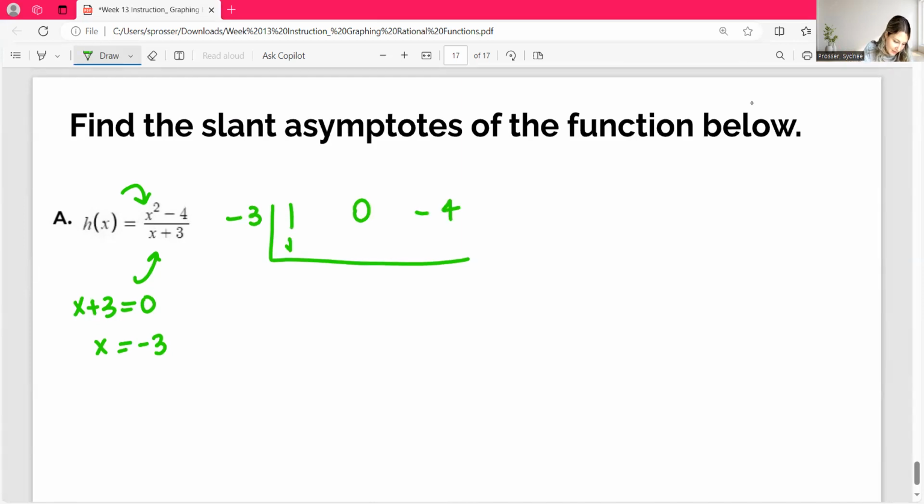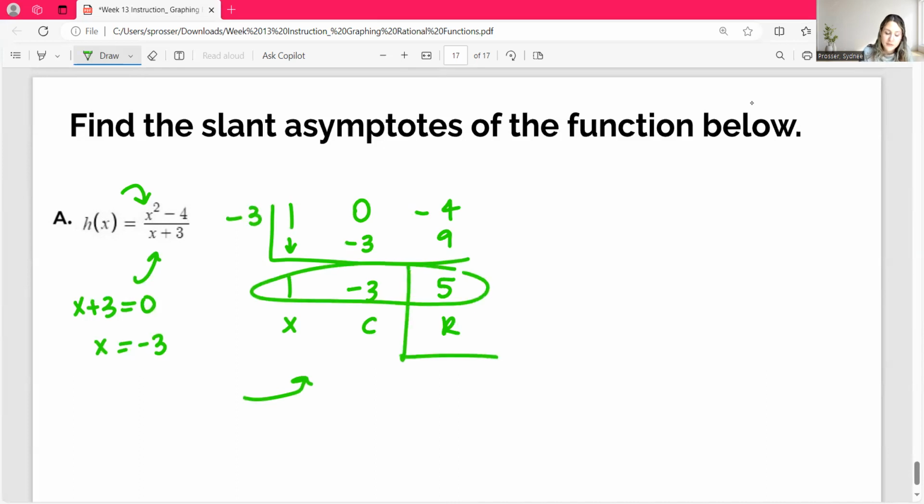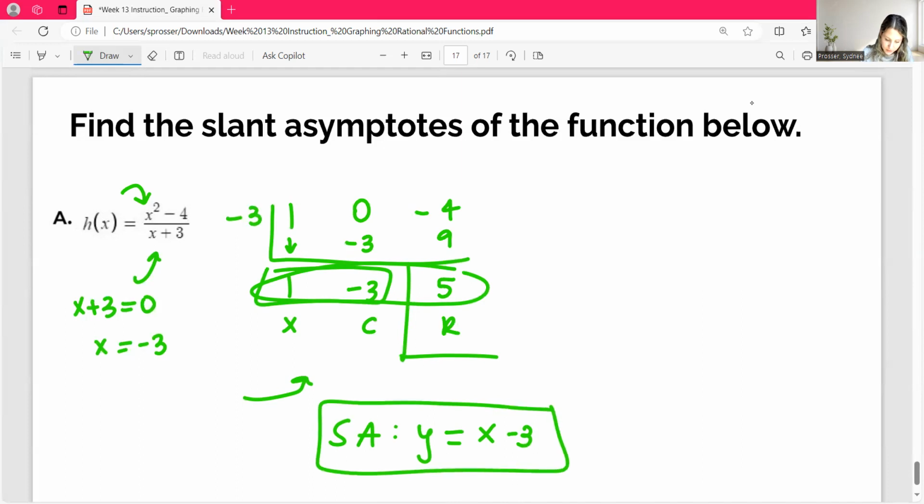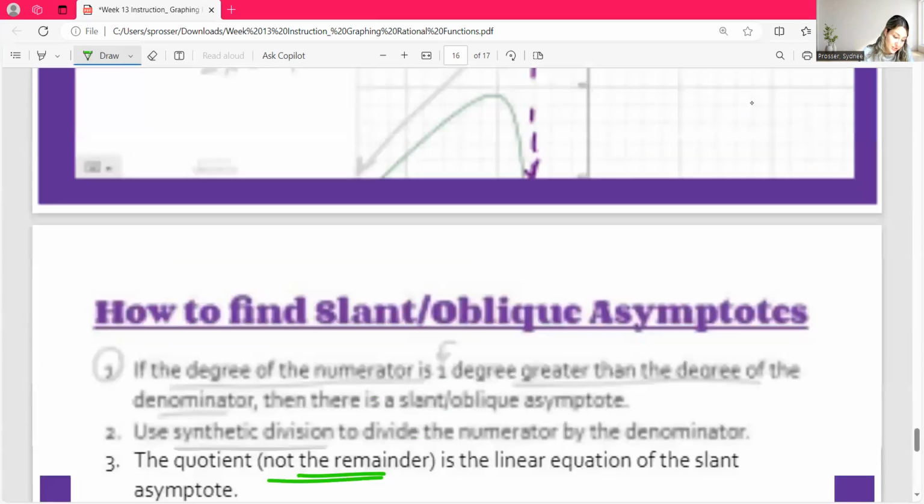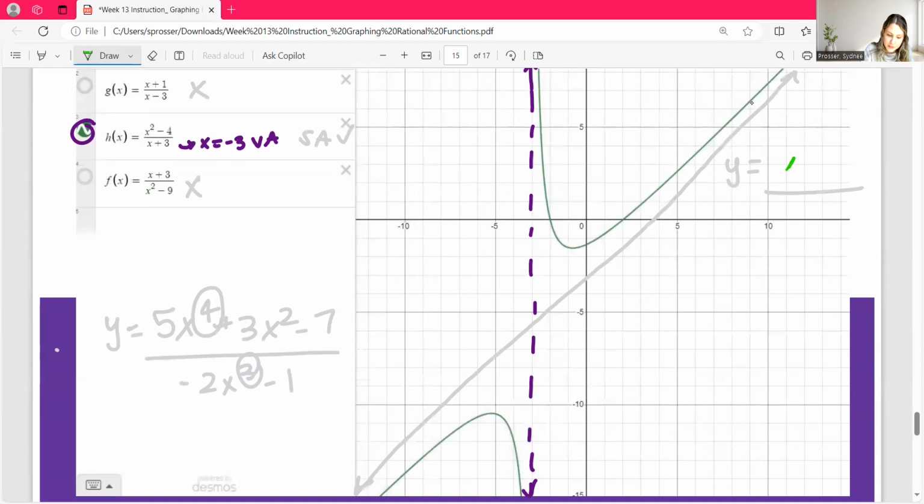Synthetic division, we bring down, we multiply, and then we add straight down. Multiply, add straight down. So once we're done, we have to remember this as our remainder, here's our constant, and here's our x. And this is going to be our quotient, right? We know our quotient is right here. We're forgetting about the remainder, so that means our answer for the slant asymptote is y equals x minus 3. It comes directly from our quotient right there. And so that's our answer, y equals x minus 3.